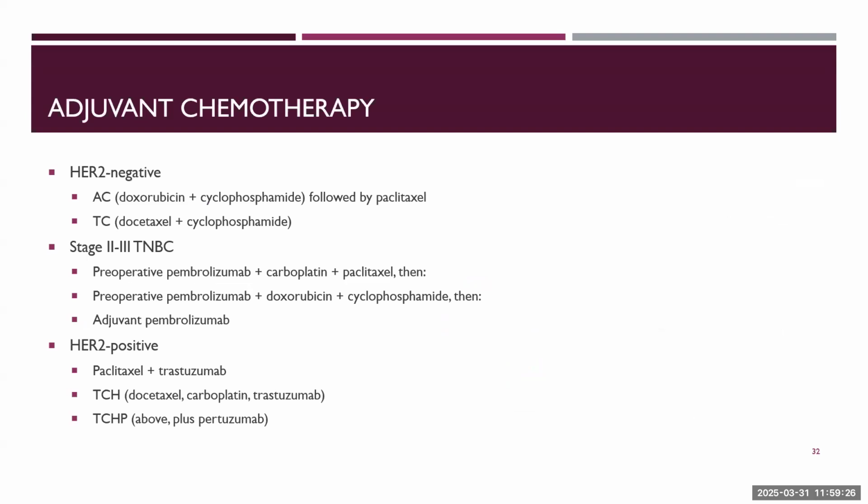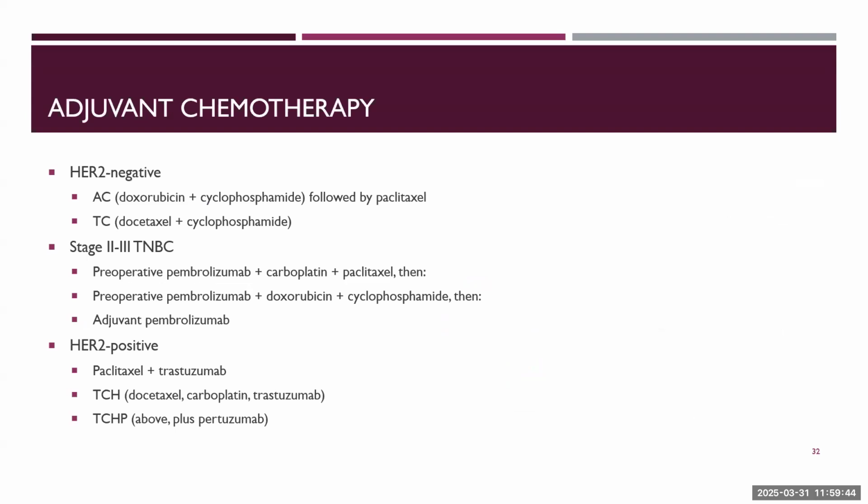So what options do we have for chemotherapy? If patients are HER2 negative, we can do AC, which is doxorubicin plus cyclophosphamide, followed by paclitaxel, or TC, which is docetaxel plus cyclophosphamide.